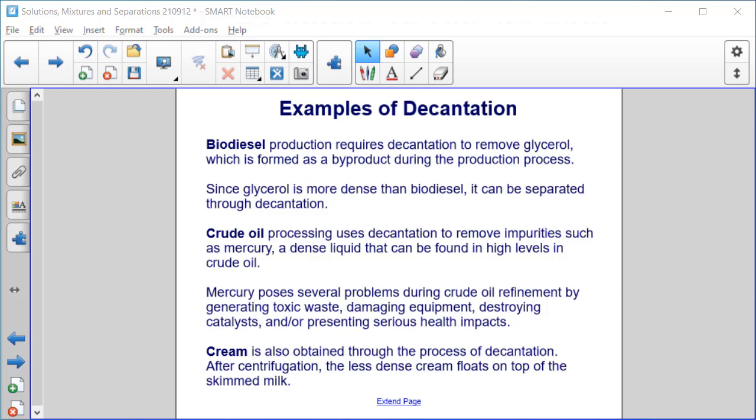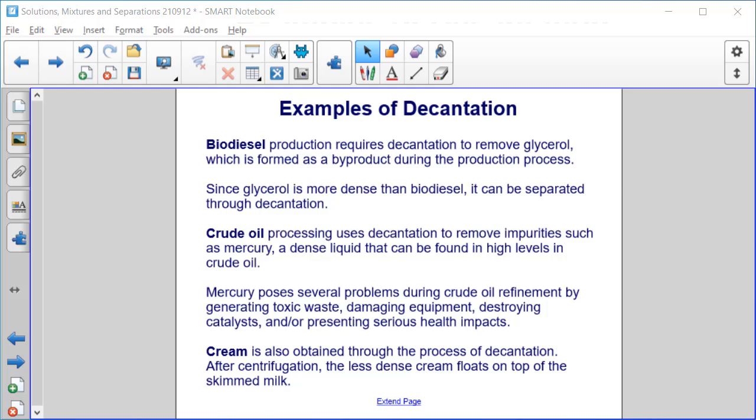Here are a few examples of decantation, beginning with biodiesel. The production of biodiesel requires the decantation process to remove glycerol, which is formed as a byproduct during the production. Since glycerol is more dense than biodiesel, it can be separated through decantation.